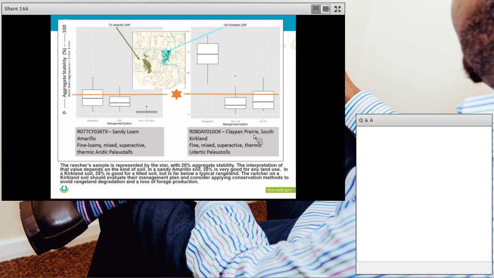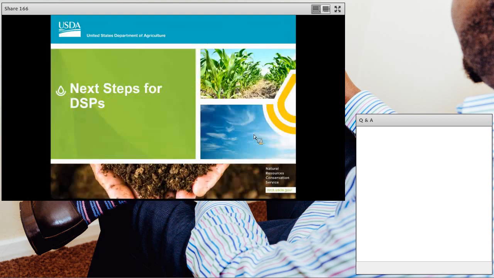If I tell you something is a pH of 7, you have a reasonable idea of what that means in terms of production, land use, capability. We want to try to provide that same context for these dynamic soil properties.